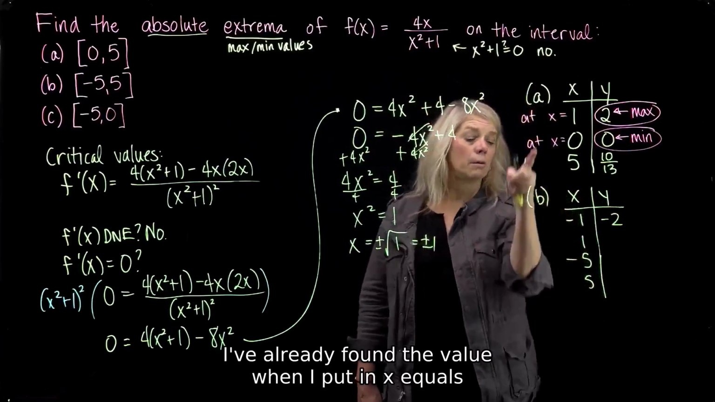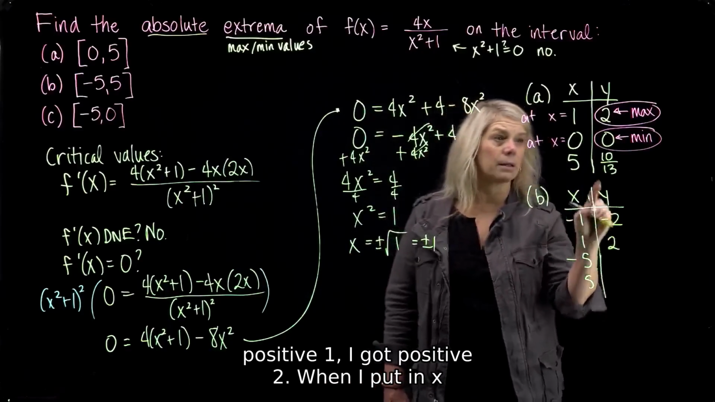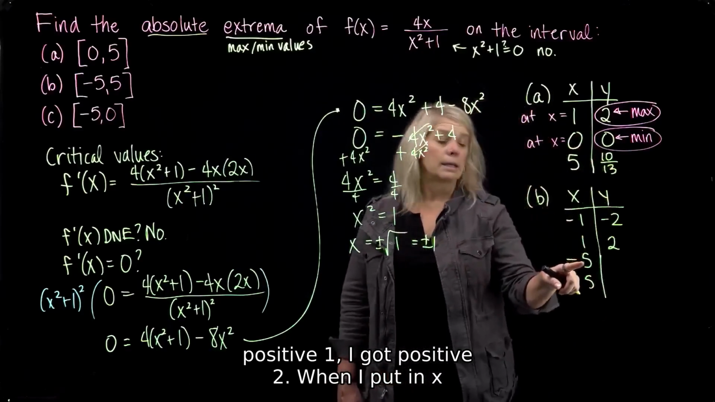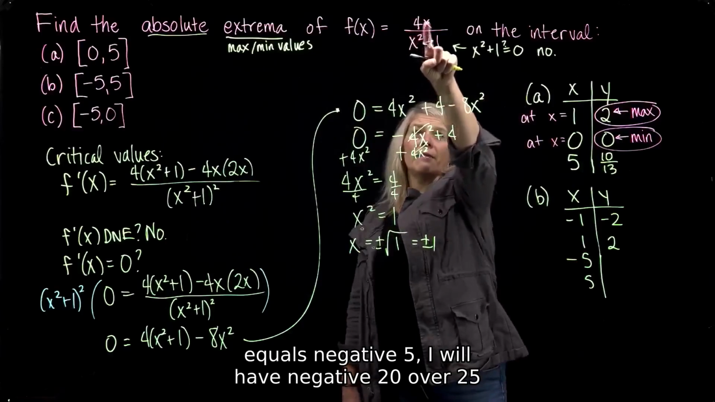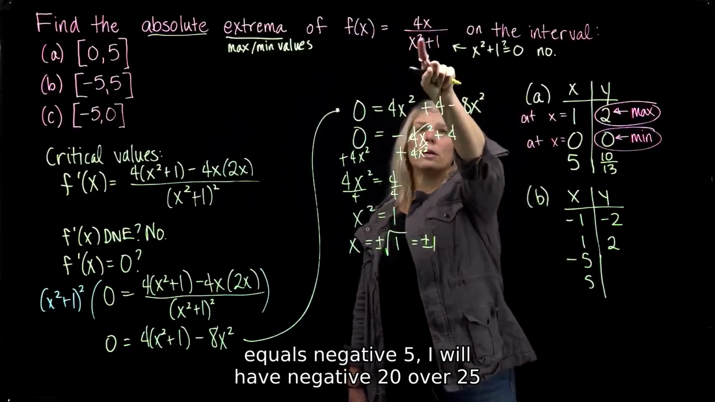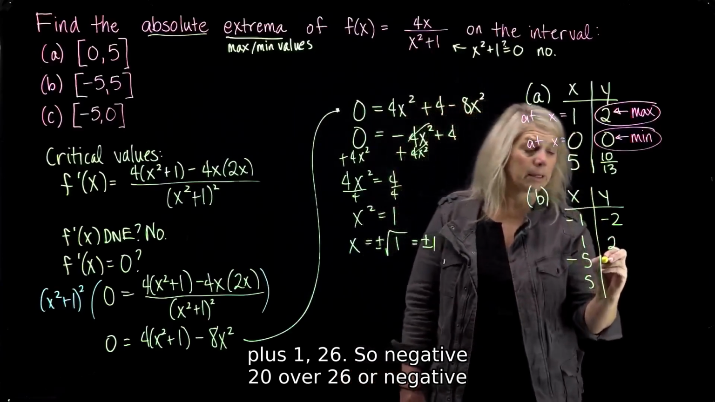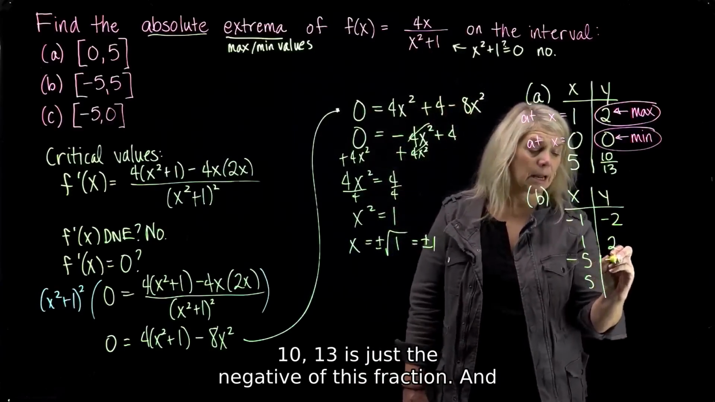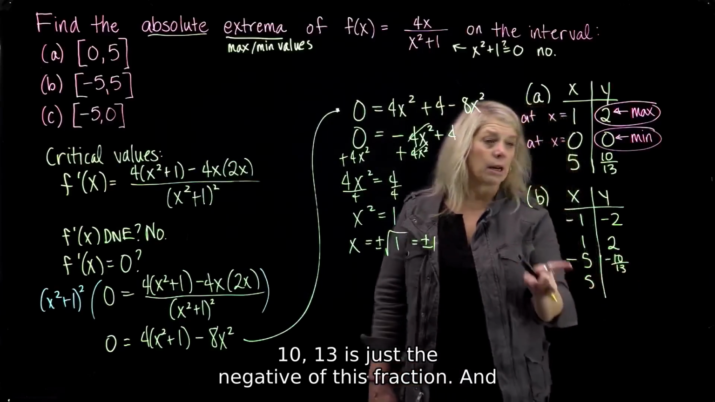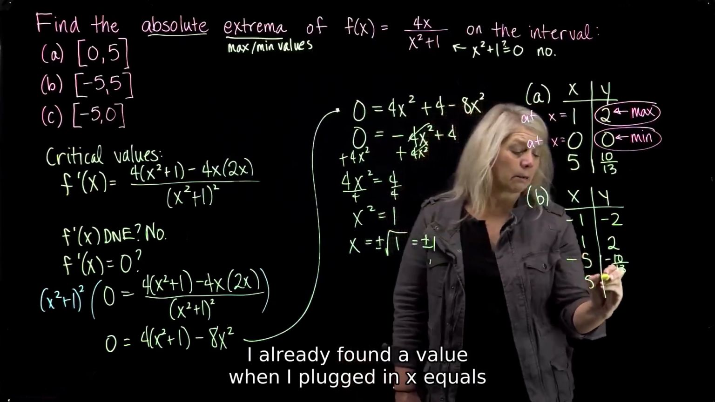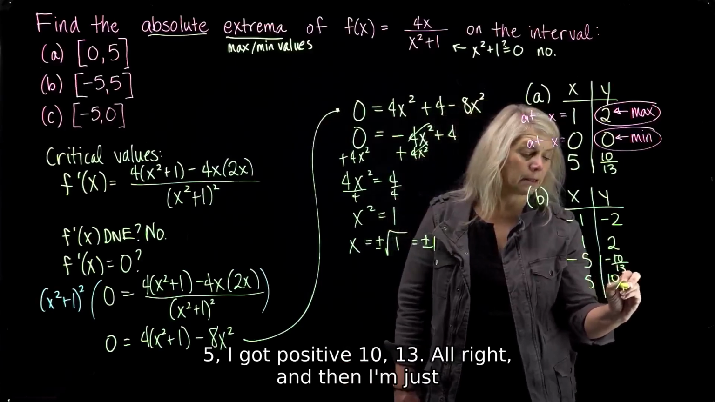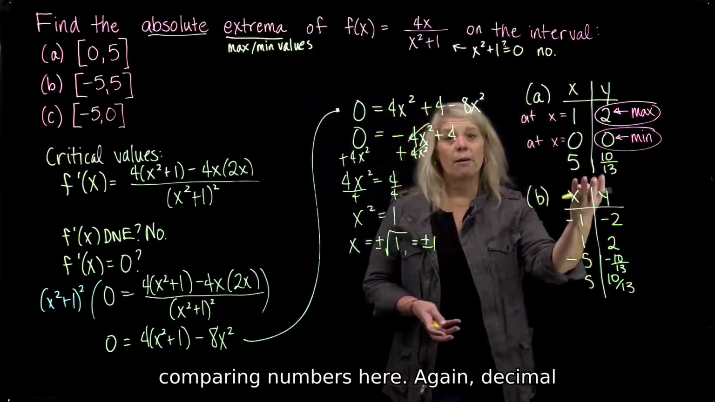I've already found the value when I put in x equals positive 1. I got positive 2. When I put in x equals negative 5, I will have negative 20 over 25 plus 1, 26. So negative 20 over 26, or negative 10/13, just the negative of this fraction. And I already found the value when I plugged in x equals 5. I got positive 10/13.